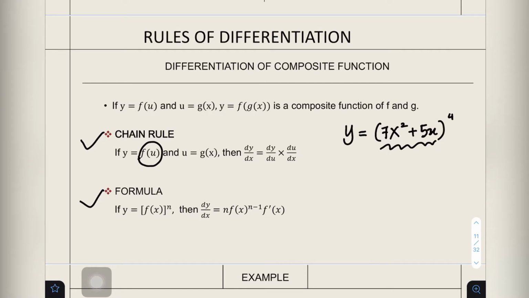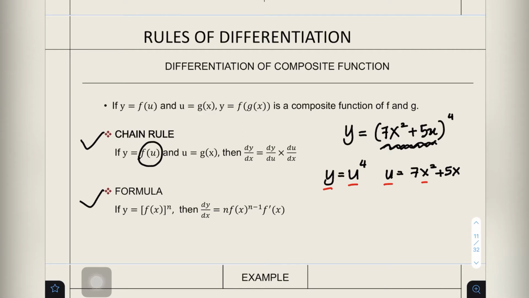For example, if you have y equal to (7x^2 + 5x)^4, you let y equal to u^4. And what is your u? Your u is the one inside the bracket, another function, which is 7x^2 + 5x. So now you have two different equations. The first equation is y in terms of u, and the second equation is u in terms of x. When we do the process of differentiation, we differentiate these two equations separately.